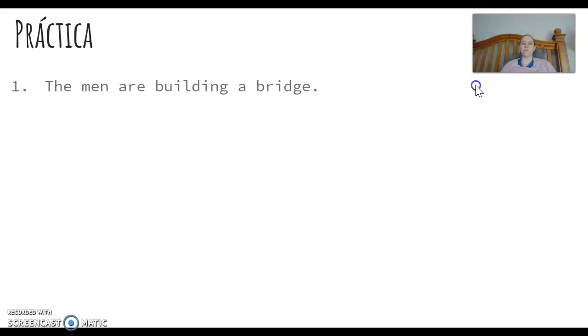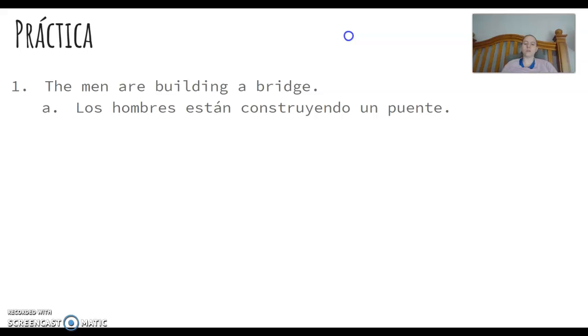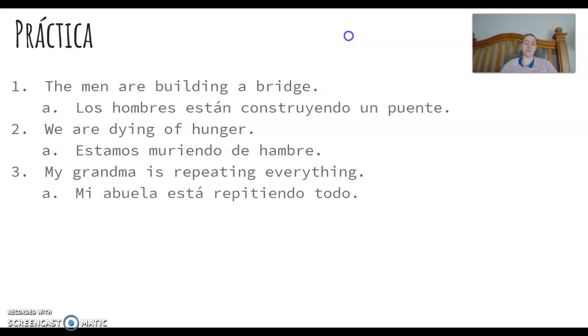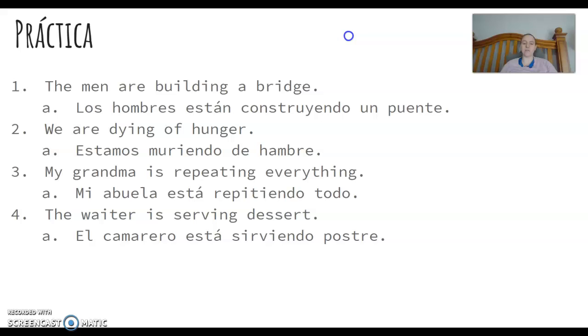So the men are building a bridge. So hit pause, translate the sentences, hit play when you're done, check your work. All right, number 1. Los hombres están construyendo un puente. We are dying of hunger. Estamos muriendo de hambre. My grandma's repeating everything. Mi abuela está repitiendo todo. The waiter is serving dessert. El camarero está sirviendo postre.